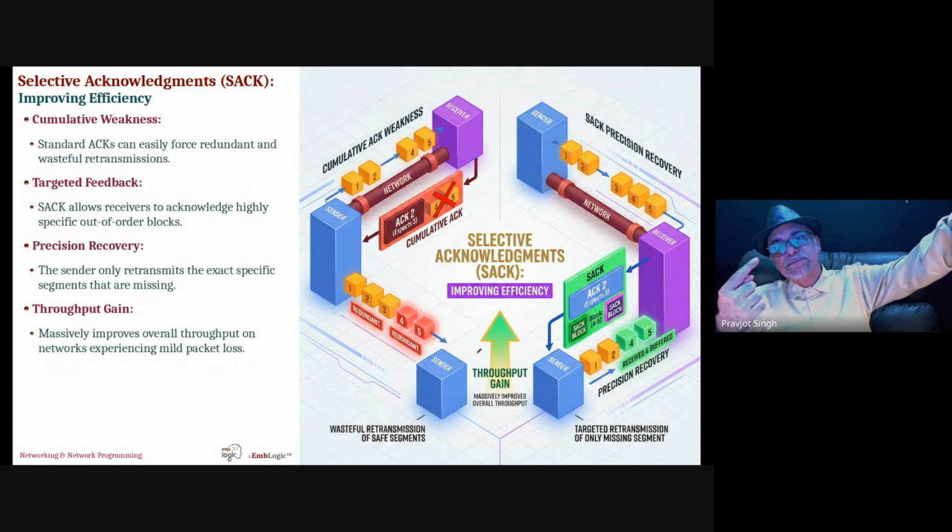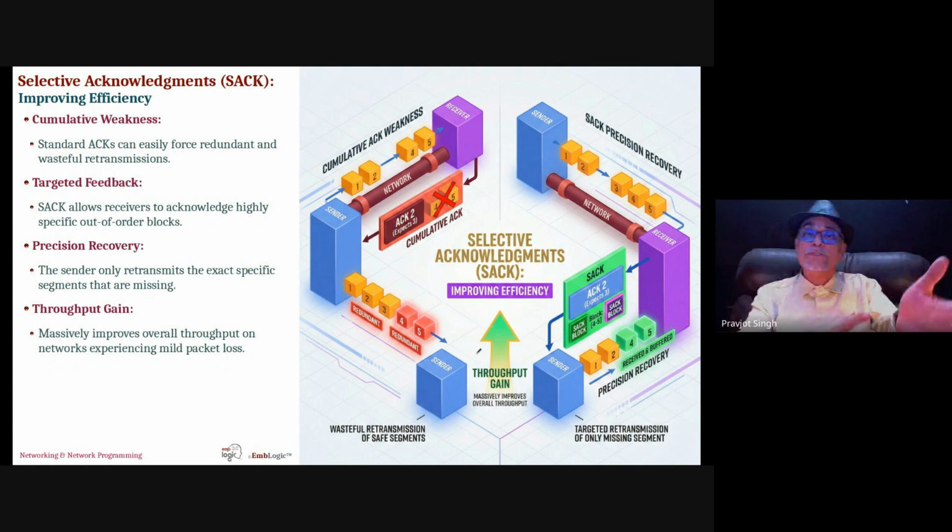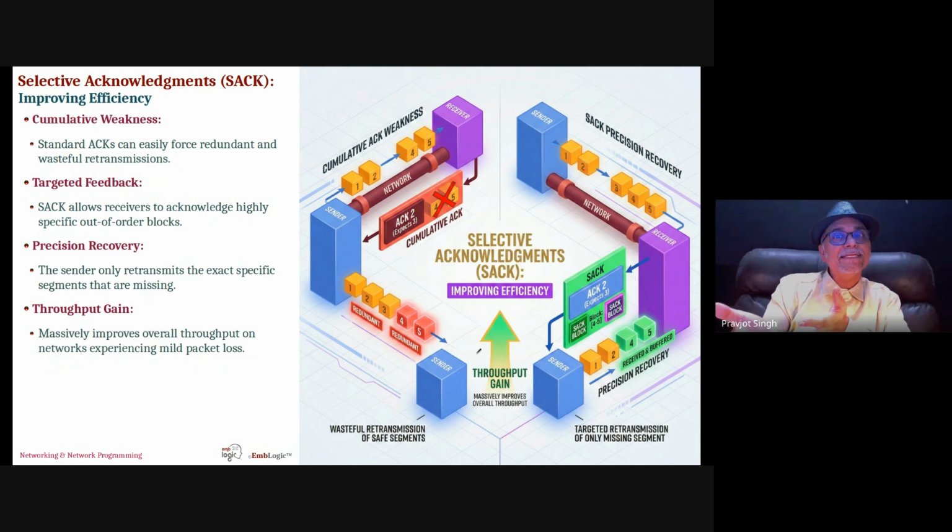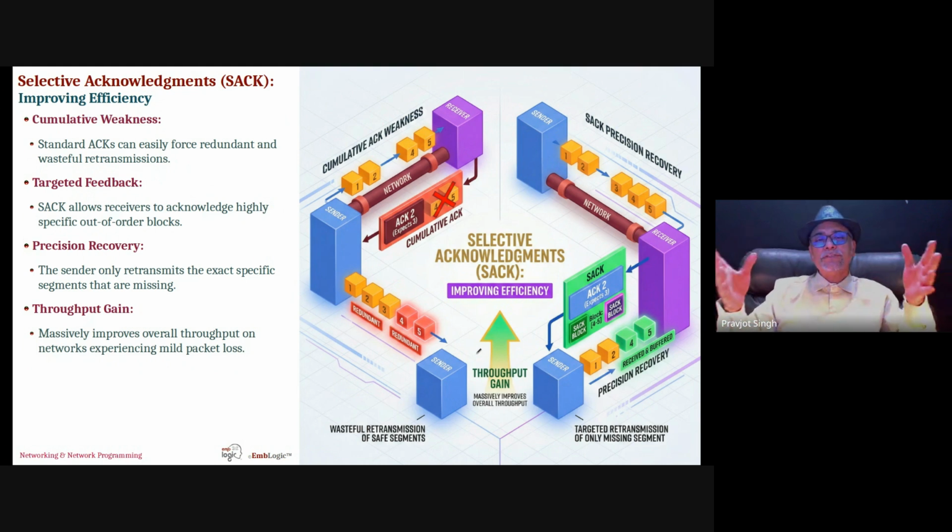Whereas only one is lost. So the sender might be forced to needlessly retransmit all subsequent segments because the timer has expired. So those that arrived safely will be re-sent again, and a retransmission will happen. To permanently resolve this inefficiency, TCP supports a critical modern extension known as selective acknowledgement, SACK.